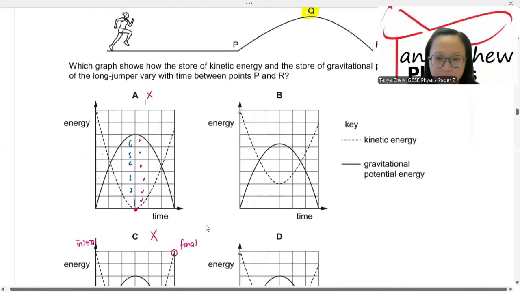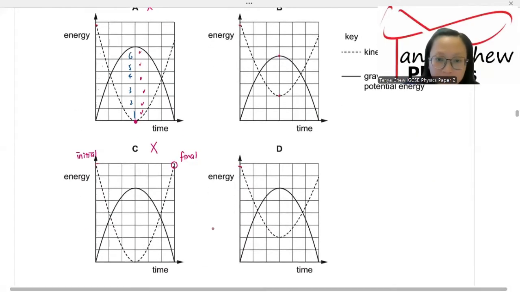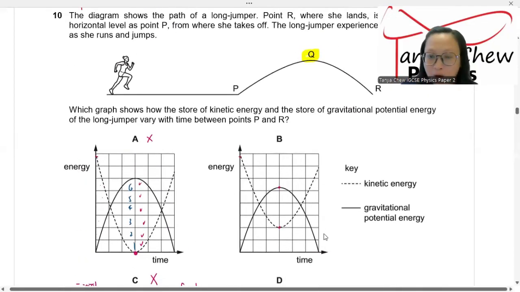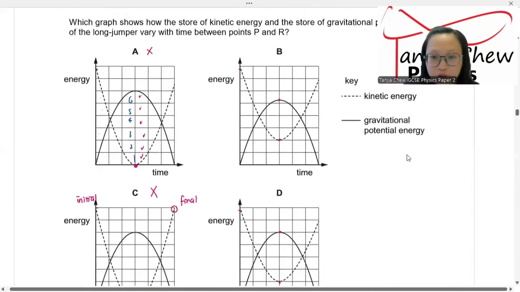Let us look at B, right? So there is still kinetic energy and there is still gravitational potential energy. It seems to be correct. And then look at D, there is still kinetic energy and there is still gravitational potential energy. Seems to be correct to me as well, right? Now, check at R. R, final kinetic energy. Final kinetic energy must be lesser than the initial kinetic energy.